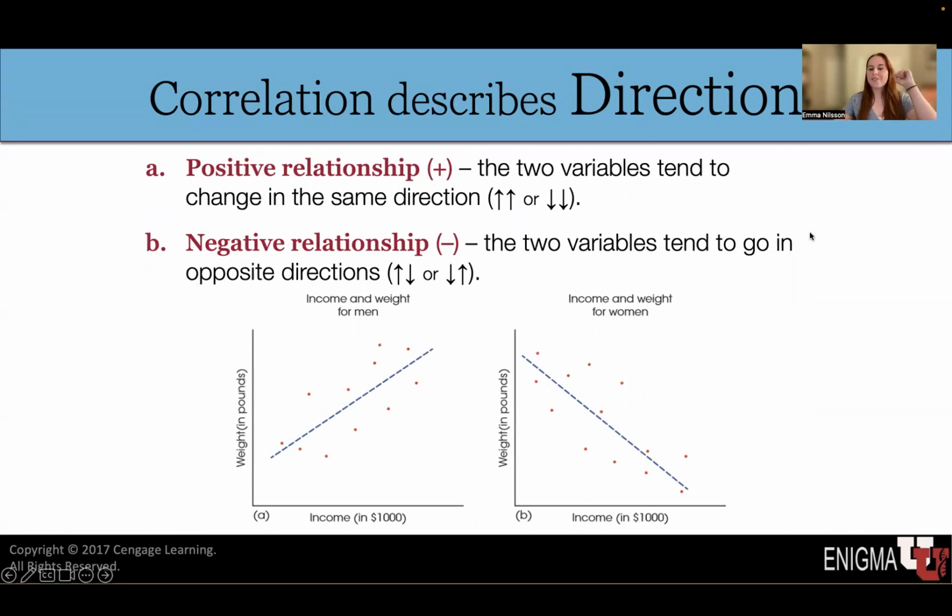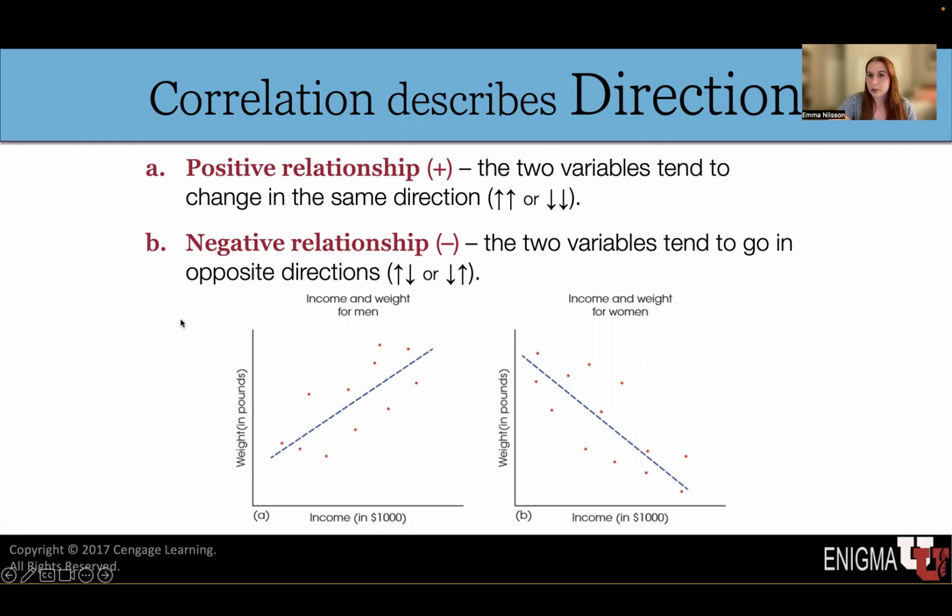So we can have two directions of our correlations. One is we can have a positive relationship or a negative relationship. A positive relationship is when the two variables change in the same direction. They either both increase or both decrease, but either way they're changing together. An example of that is income and weight for men. So as we can see here, as income increases for men, weight also increases. We see that that's that relationship.